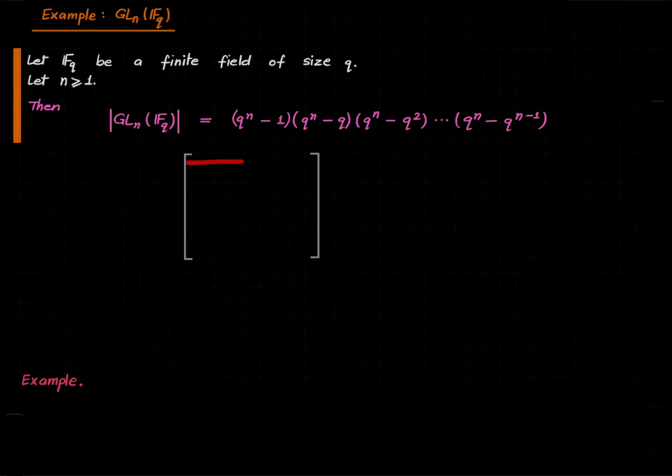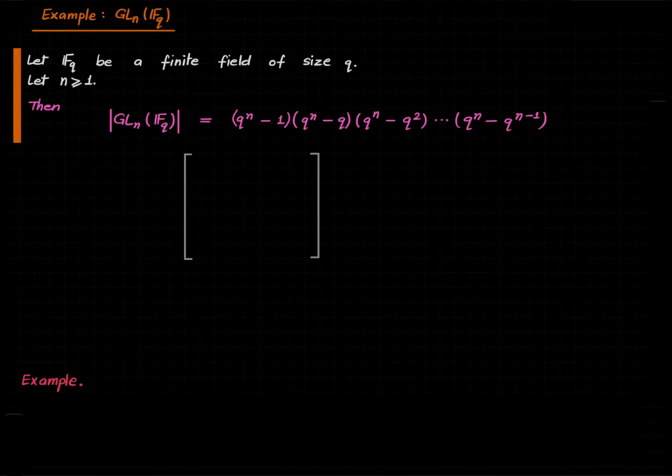After you have filled the first row, to fill the second row, you have to choose something that is linearly independent of the previous one. How many vectors are dependent on V1? The vectors which lie in the span of V1. And how many vectors lie in the span of V1? Since V1 is non-zero, there are exactly |F_Q| many vectors which lie in the span of V1, which is Q. So except for these Q vectors, you can pick whatever you want. And there are so many choices for it.